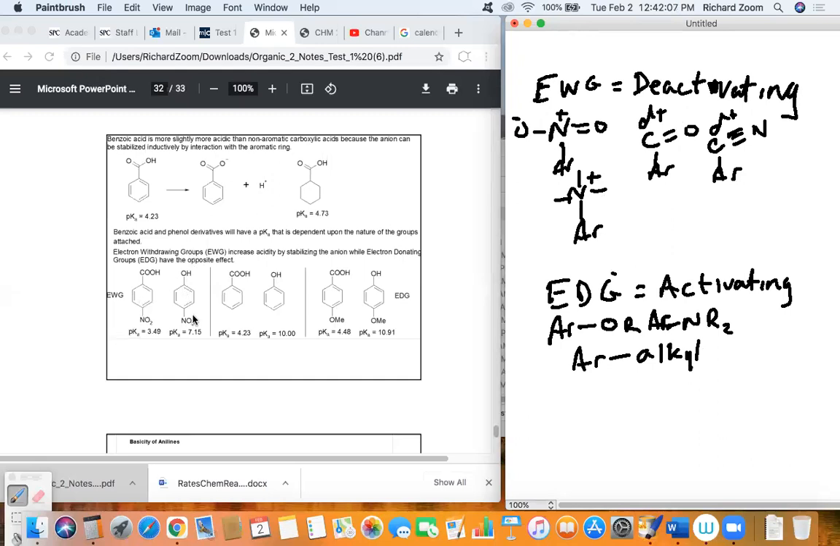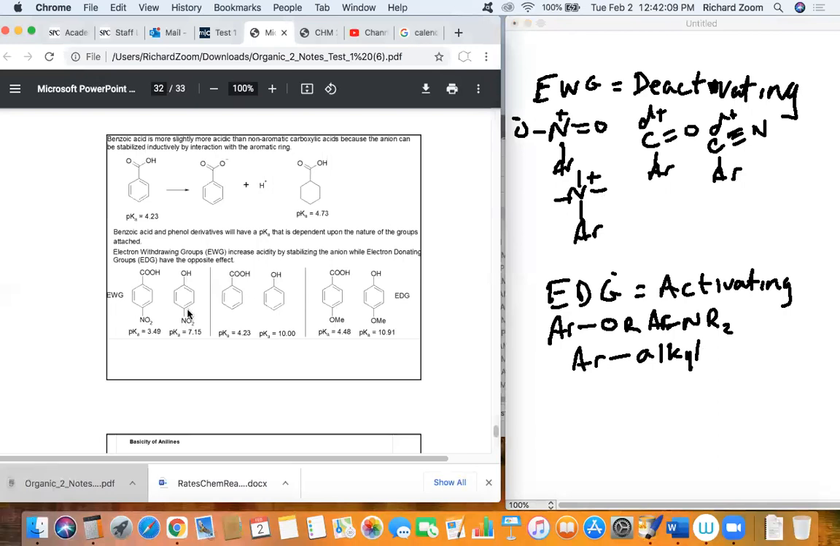So you can see if we look at the electron withdrawing groups, look what happens to the pKa of each of these when we add these electron withdrawing groups, like this nitro group, for example. The pKa drops from 4.23 down to 3.49 for the benzoic acid and from 10 to 7.15 for the phenol. Then if we put in an electron donating group, it has the opposite effect. It raises the pKa of each of these to 4.48 and 10.91 respectively.